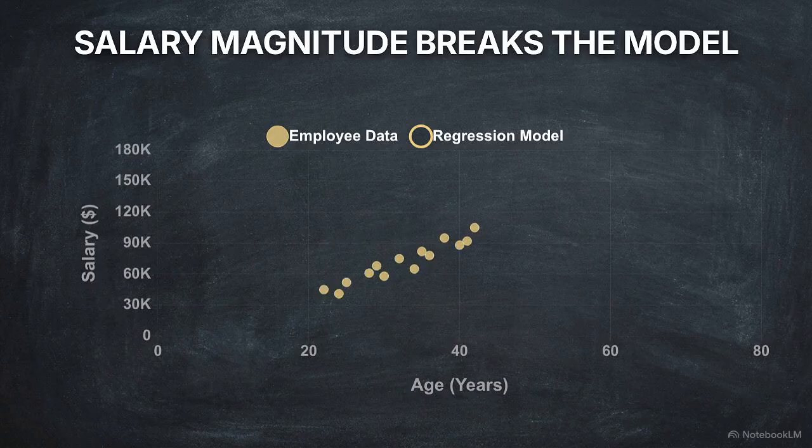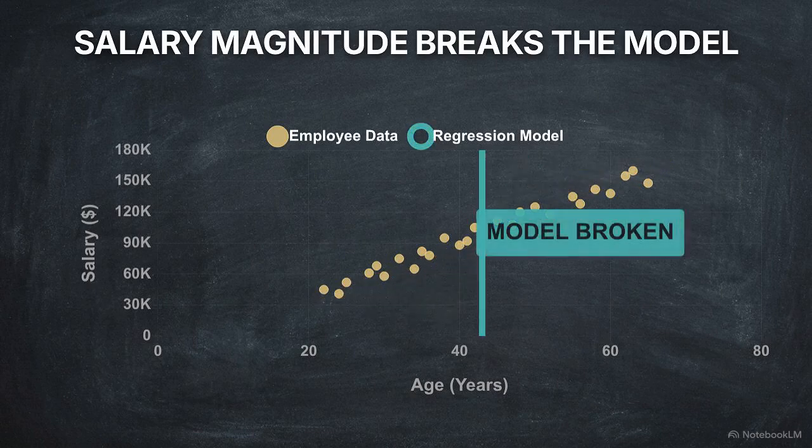This 3D scatter plot compares human age against salary. Geometrically, the data stretches massively along the vertical axis. Because algorithms only read numbers, they weigh salary thousands of times higher. The regression line violently snaps parallel to the salary dimension, effectively breaking the model.